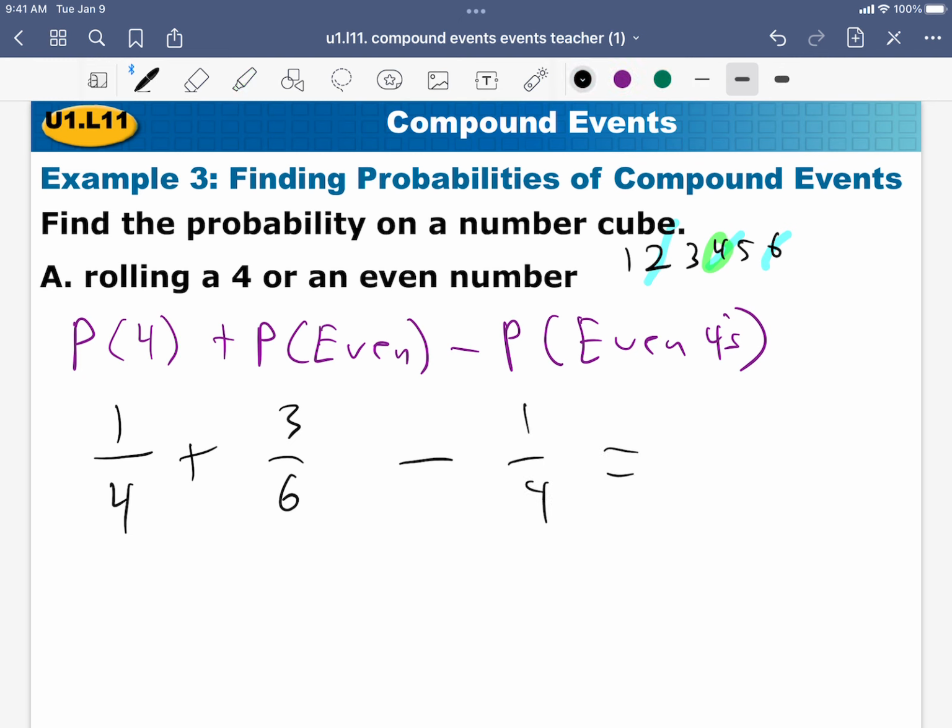So the probability here is, I wrote the bottom denominator. There's 6 possibilities here. So there's 1 4 out of the 6, and we're going to subtract the 1 even 4. So this would be 1/2 or 50%.